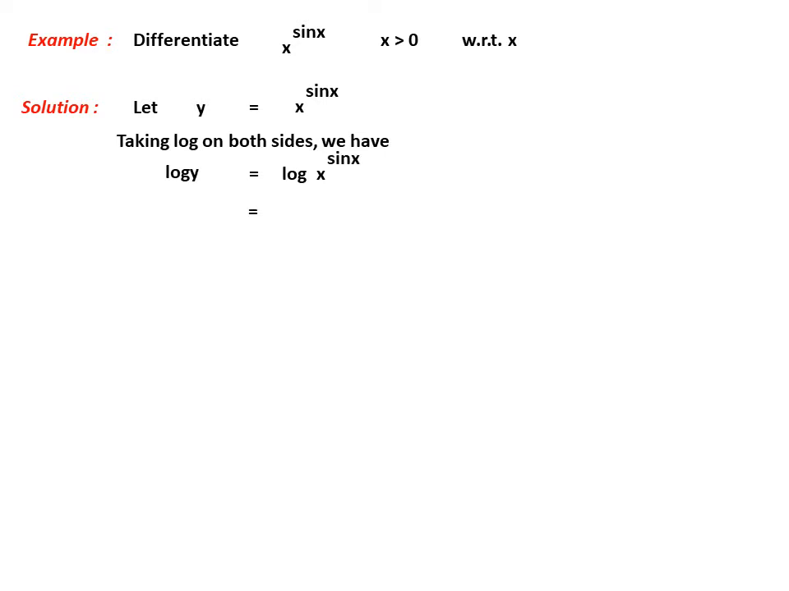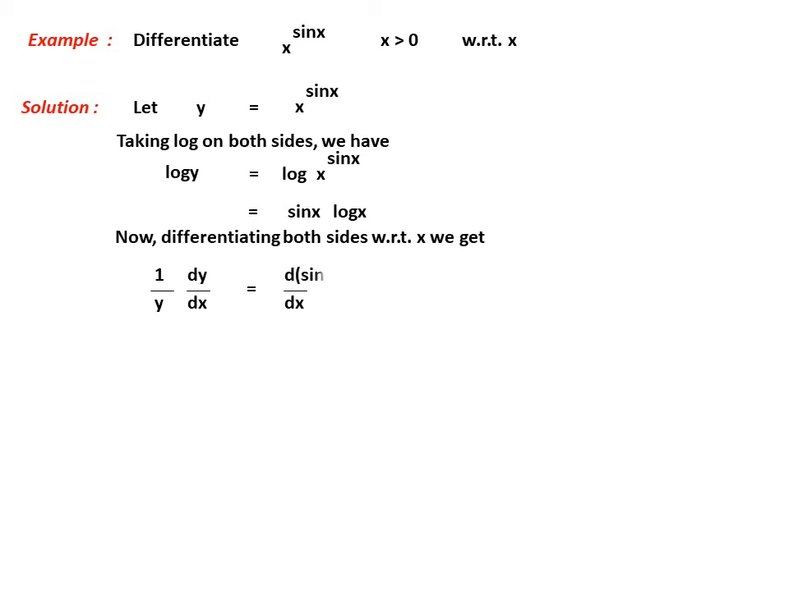log of x power sin x, which you can write as sin x into log x. Now this you have to differentiate. So now differentiating both sides with respect to x, we get 1 by y dy by dx on the left side. On the right side, of course, there are two functions now, sin x and log x, so you can use the product rule. Therefore, d by dx of sin x into log x plus sin x into d by dx of log x. Simplify. This is cos x into log x plus sin x into 1 by x.